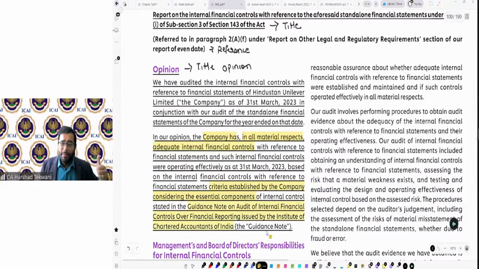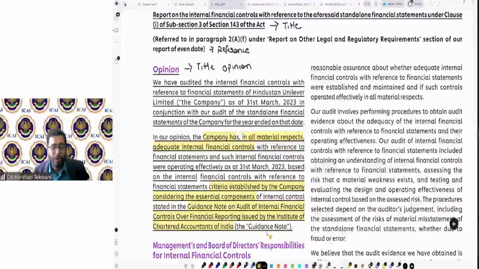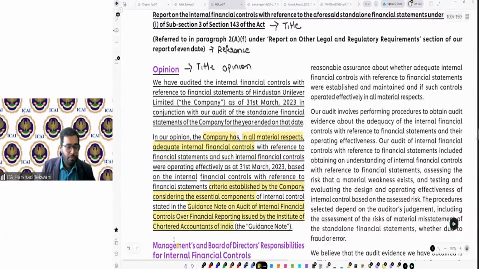So three things. One, the auditor is saying they are working appropriately, in all material respects. Number two, when I say working appropriately in all material respects, that is with reference to the criteria established by the company, and how the criteria has been established by the company based on the guidance note of ICAI. These three things. That is an opinion issue.